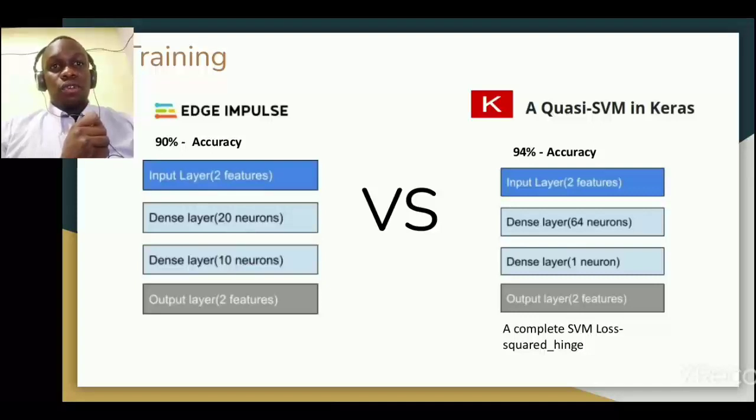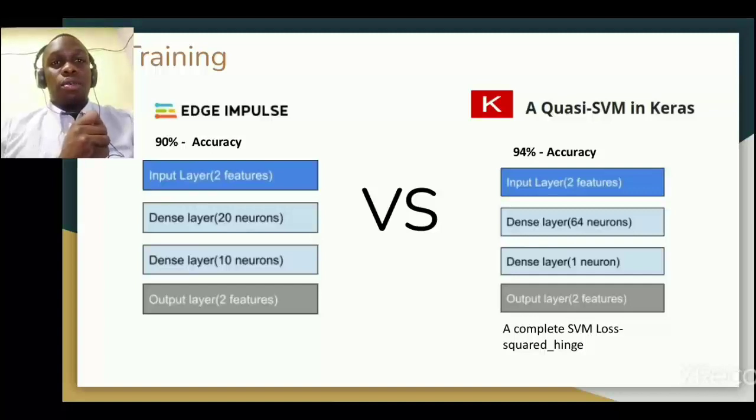In a comparison of the two, you notice that Edge Impulse had a 90% accuracy, while the quasi SVM had a 94% accuracy. The difference in the two is also showcased with the loss being used, where the quasi SVM in Keras is using a squared hinge loss.